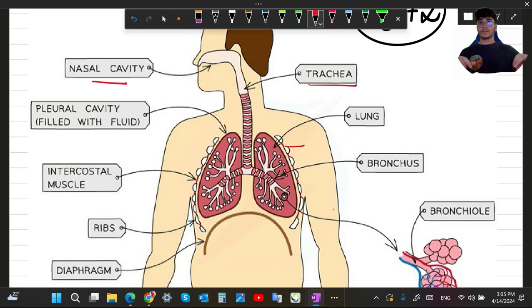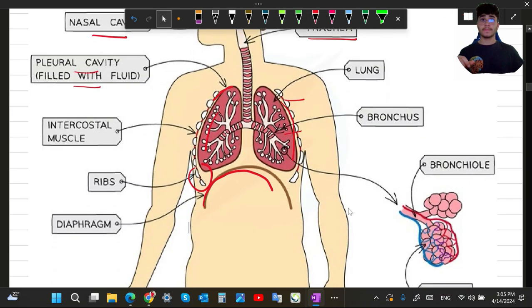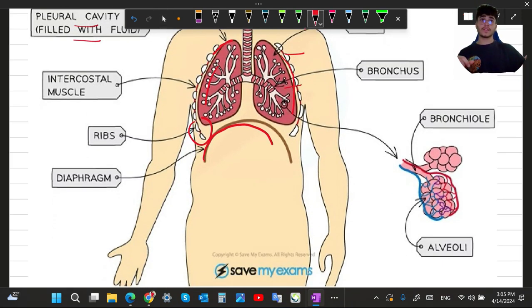The lungs are covered by the pleural cavity, which is filled with fluid on the outside. The bronchus is inside, and the bronchus are covered with the intercostal muscles on the outside. Below the intercostal muscles, we have the ribs, and below the ribs, we have the diaphragm, a dome-shaped muscle to support the ribs and intercostal muscles during exhalation and inhalation. And the bronchus is divided into many branches called bronchioles, and each bronchiole contains an alveoli or alveolus, which is where gas exchange takes place.